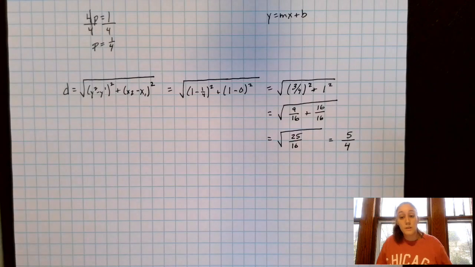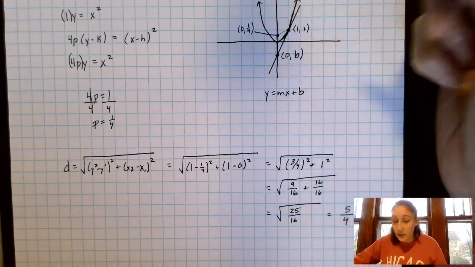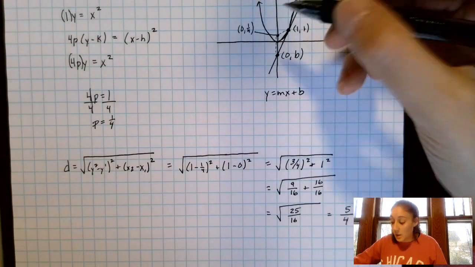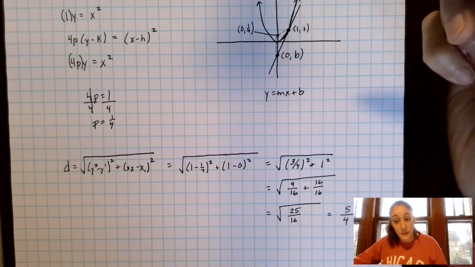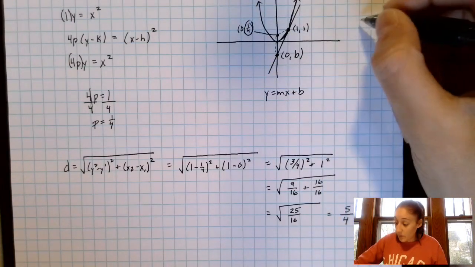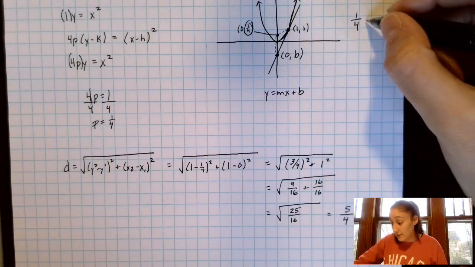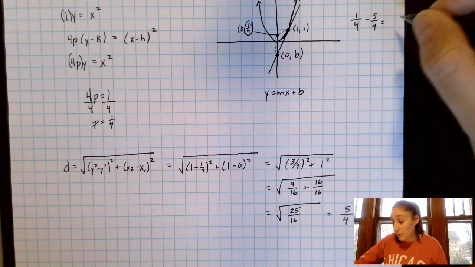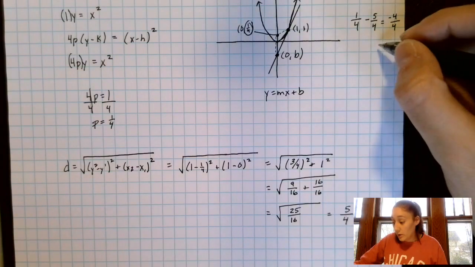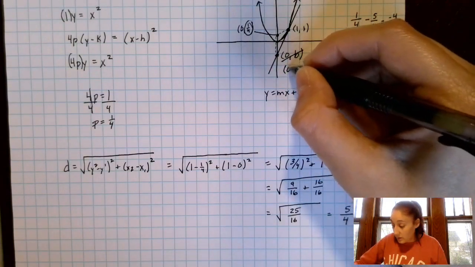Now you could have a plus or a minus, but we're just going to use that as a distance, so we know we're 5/4 units away. What this means is that the distance from here to here is 5/4 units. So the distance from here to here is also going to be 5/4 of a unit. If I take this y value, which is 1/4, and I go down 5/4, because that's the distance, 1 minus 5 is -4 all over 4. So that equals -1. That means that this coordinate is (0, -1).